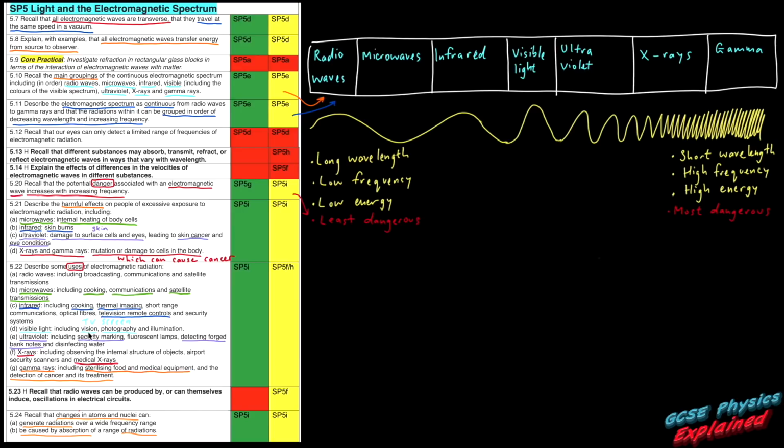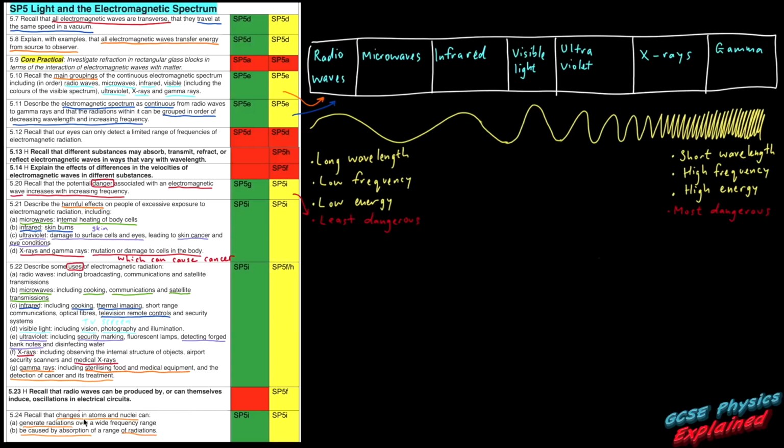Visible light, well, anything to do with vision. So photography or watching the telly, the TV screen, you wouldn't be able to do it if there was no visible light coming off. Ultraviolet, we use it for security marking and for detecting forged banknotes. X-rays, well, medical X-rays for checking for broken bones, but you could also look inside any object, such as airport security scanners for looking inside your luggage. And gamma rays, we use those to sterilise food and medical equipment. And we also use it to detect cancer and treat cancer.